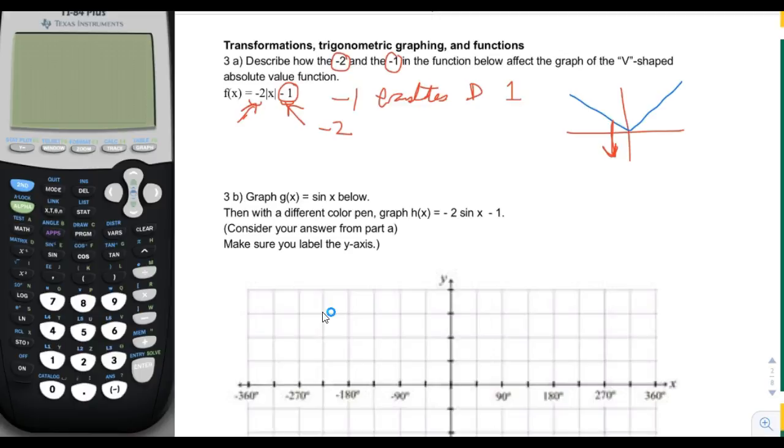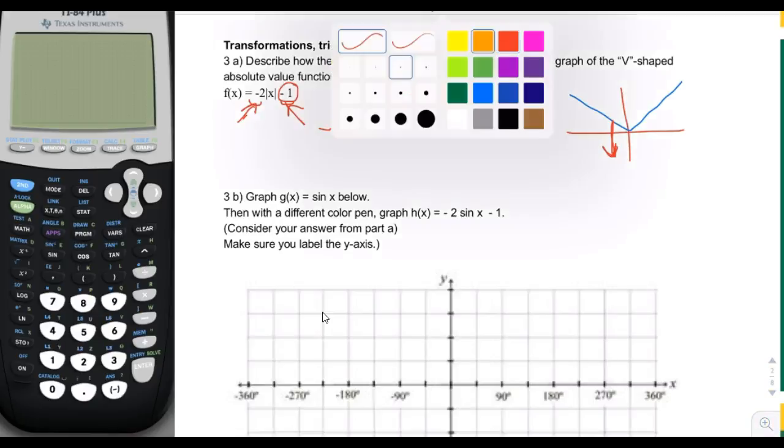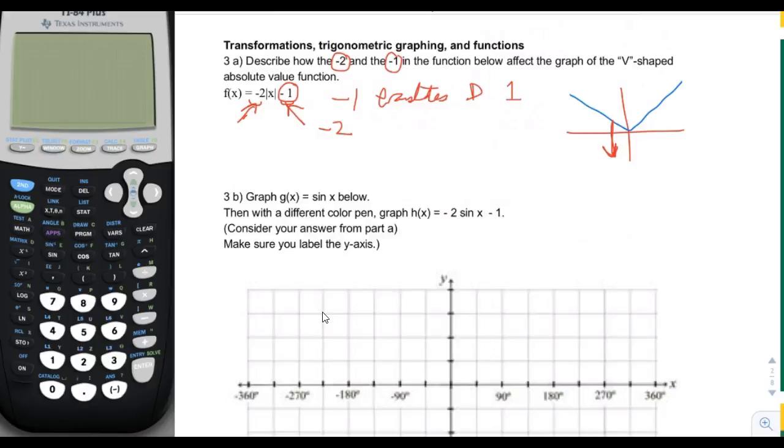And in this case, the 2 is a big number, bigger than 1, so it's going to actually stretch it, okay? So instead of being a V like a 45-degree V, it's going to be a steeper V. And since it's -2, it also flips it negative, flips it down, okay?